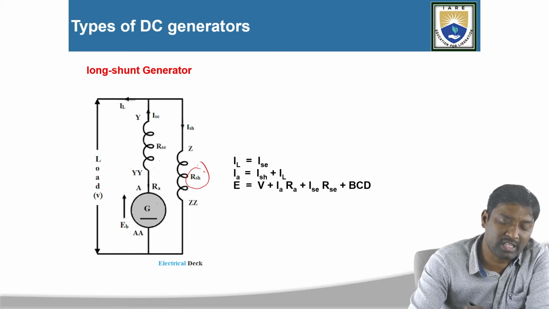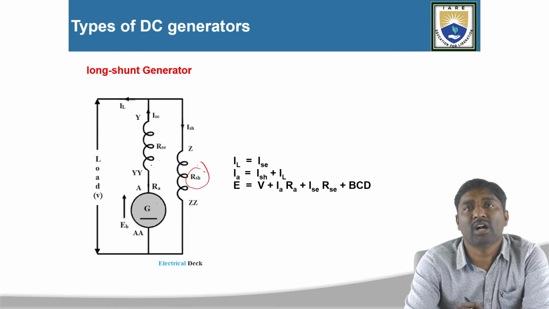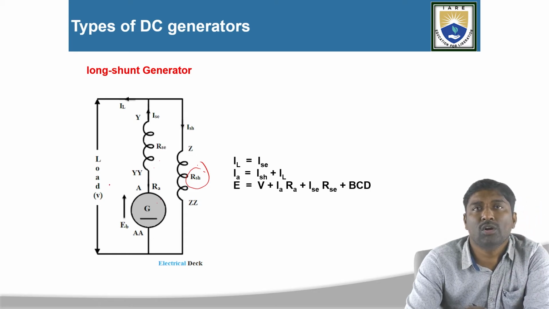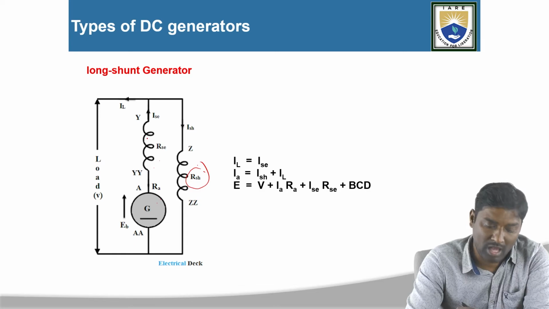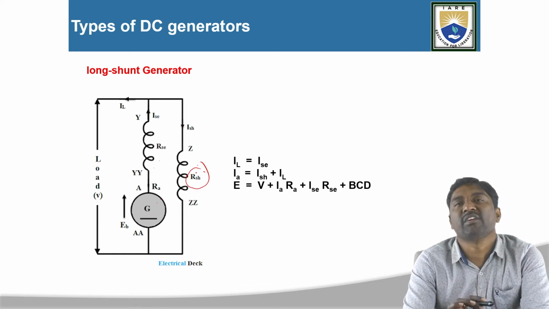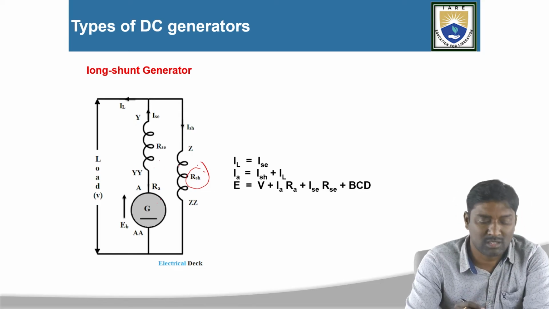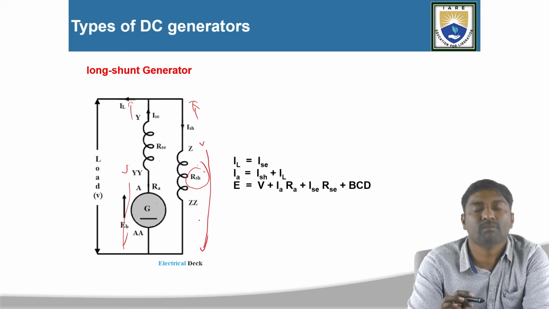Here the load is connected in parallel with the armature winding in series with the series field winding. So the voltage across the load will be equal to the voltage across the armature winding in series with the series field winding, and the voltage across the shunt field winding, because these are all connected in parallel. Whatever the voltage across the load, the same voltage V will be here also.